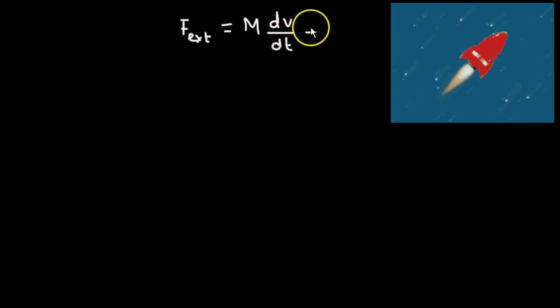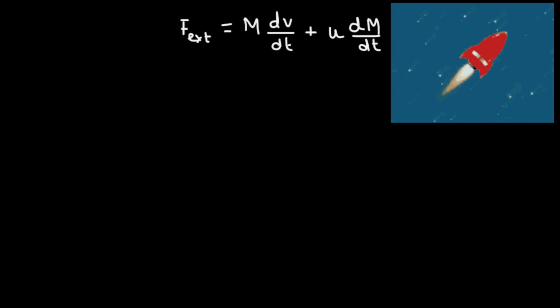Now that we have the equation of motion for the rocket, let's try to analyze some situations using this rocket equation. First we'll note down the rocket equation. So F external is equal to m, the mass of the rocket, times dv over dt plus u times dm over dt. So we're considering the scalar form.